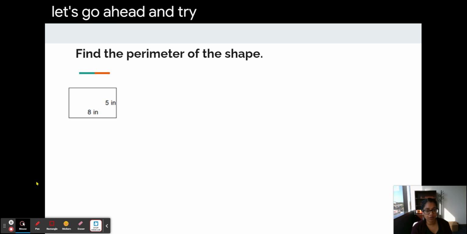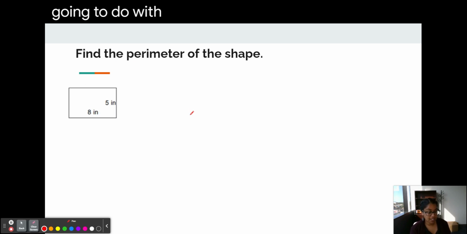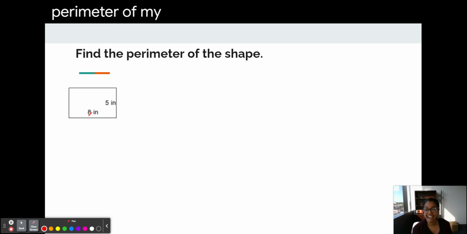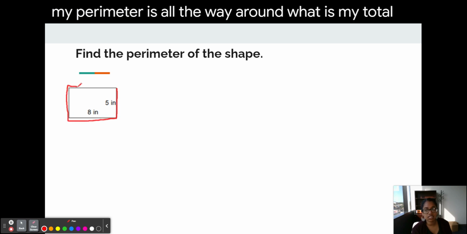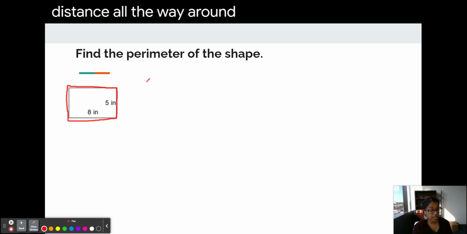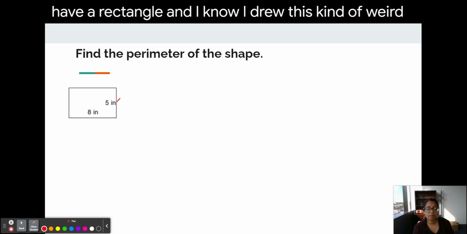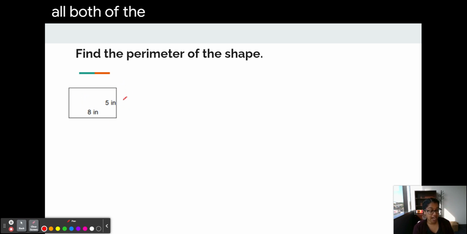All right, let's go ahead and try another one. This time we're going to do it with a rectangle. So I need to find the perimeter of my rectangle. So I have my two sides. I have 8 on one side and 5 on the other side. My perimeter is all the way around. What is my total distance all the way around this shape? So because I have a rectangle, and I know I drew this kind of weird, both of the opposite sides have to be the same length.